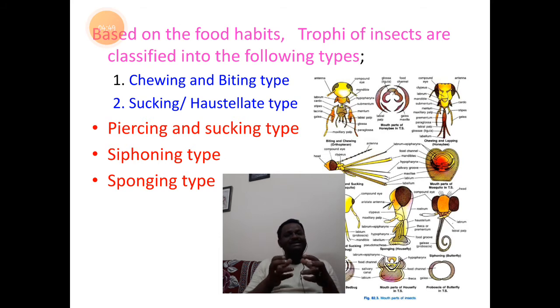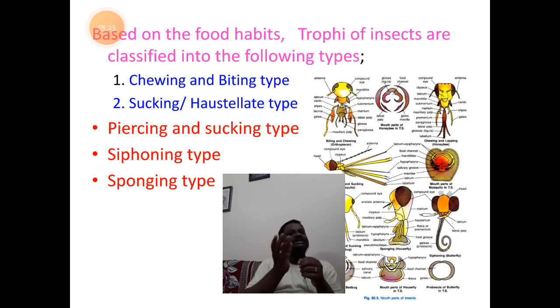But when the food is either in the semi-solid form or in a liquid form, they require the second type of mouthparts called as sucking type or haustellate type. The sucking type is further divided into the following types that are prescribed in your syllabus. The first one is piercing and sucking type, condition wherein first the organism's mouth parts are pierced into the body of other organism and sucks the content of the food.